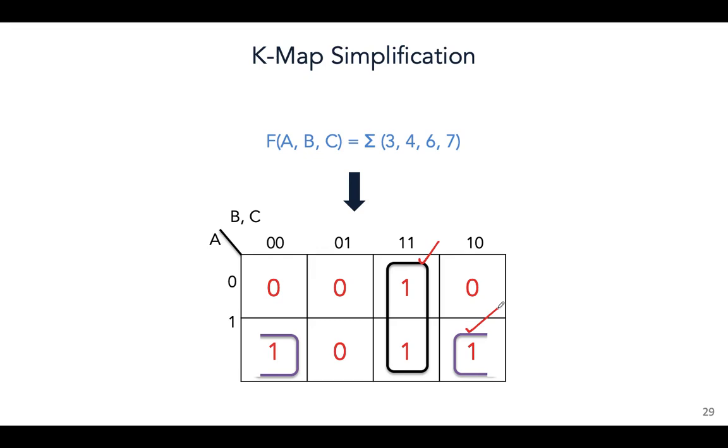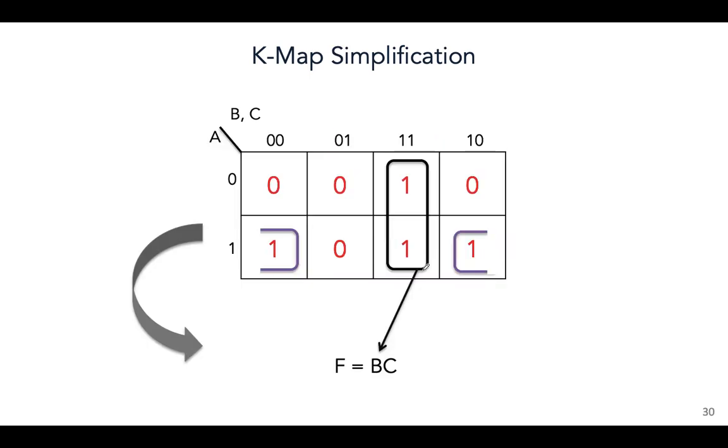And the next step then is to name these groups. Now we have to represent these two groups in terms of A, B, and C. The naming rules are very simple.